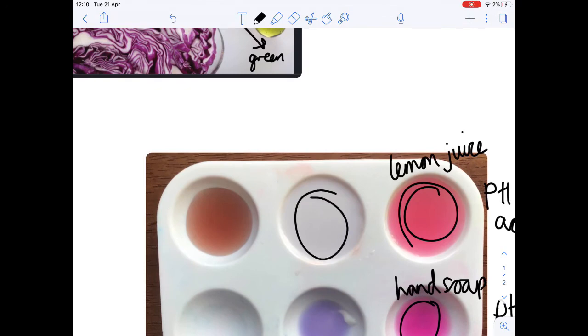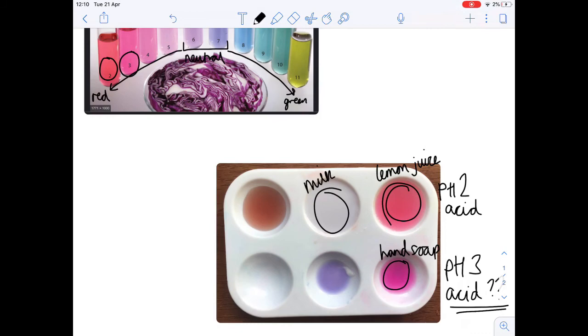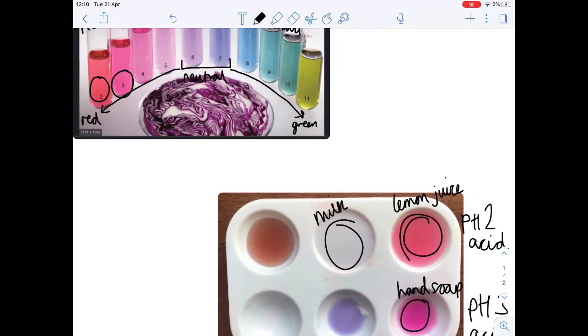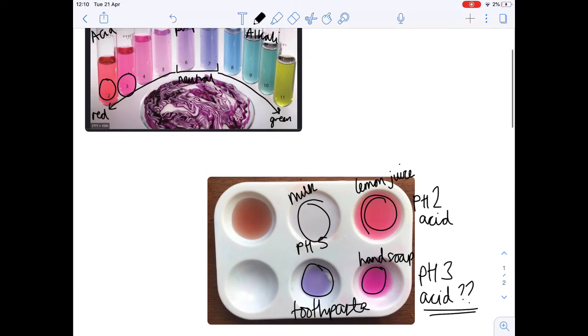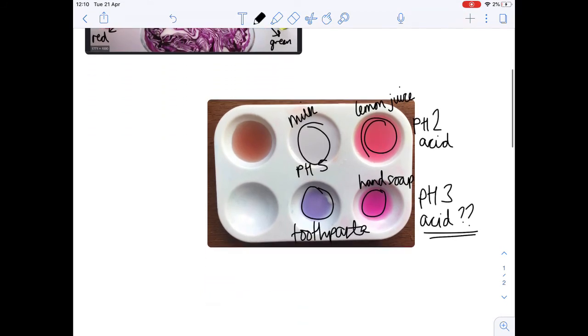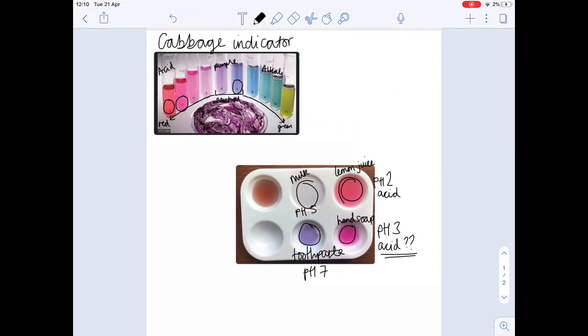Over here I had my milk. My milk hasn't really changed colour. Sometimes it's difficult when the solution is already coloured. If anything, I'd say it's moving towards a pH 5, which is nearly neutral, but again, can't be certain. This one here, which was my toothpaste, that one is quite neutral. If I look at that, I think the closest colour to that is 7. pH 7, so it's neutral, which is good. It's meant to be neutralising the acid that's sitting on my teeth from all the foods that I've eaten, so it is essentially doing its job.